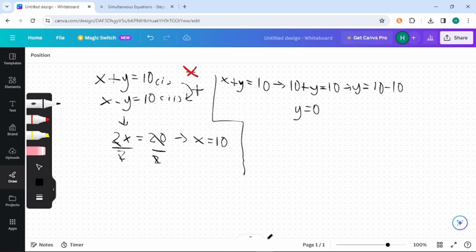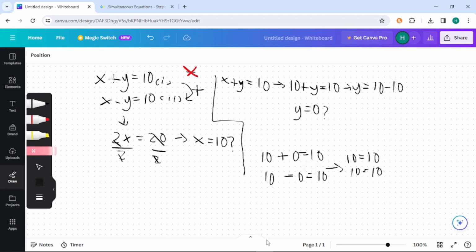But how do we know if these values are correct? Well, we can replace x and y with the values we found for them. So equation 1 is going to be 10 plus 0 equals 10, and equation 2 will be 10 minus 0 equals 10. This turns into 10 equals 10 and 10 equals 10. So that means our values for x and y are correct.